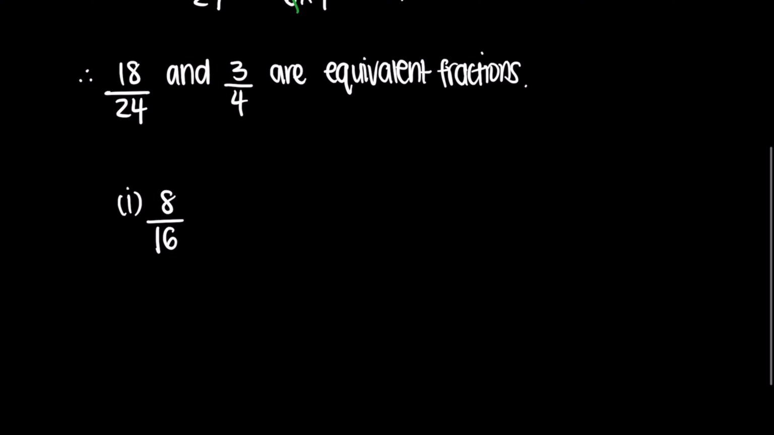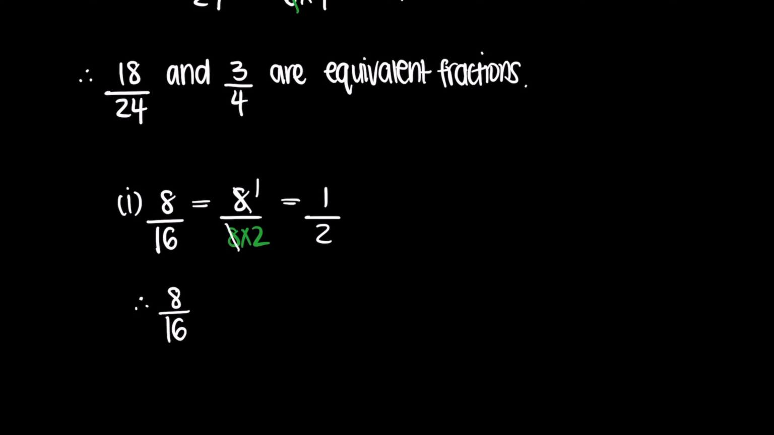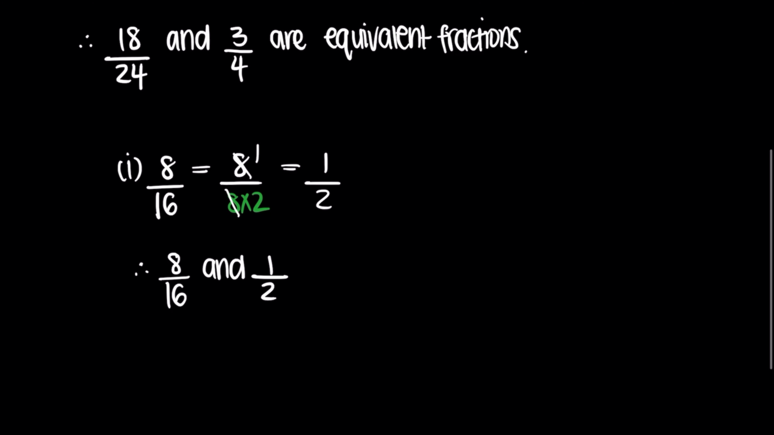Second example, 8 over 16. Well, 8 is a common factor of 8 and 16, so we can write the denominator of 16 as 8 multiplied by 2. We factor out the 8 since it's a common factor in the numerator and denominator, and so we're left with 1 over 2. Therefore, 8 over 16 and a half, or 1 over 2, are equivalent fractions.